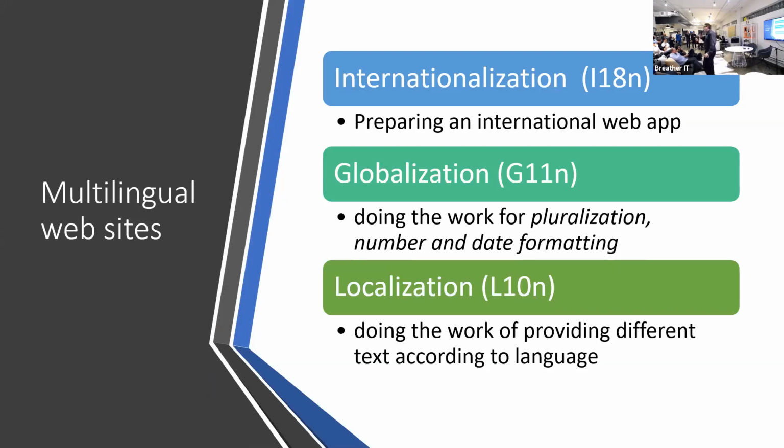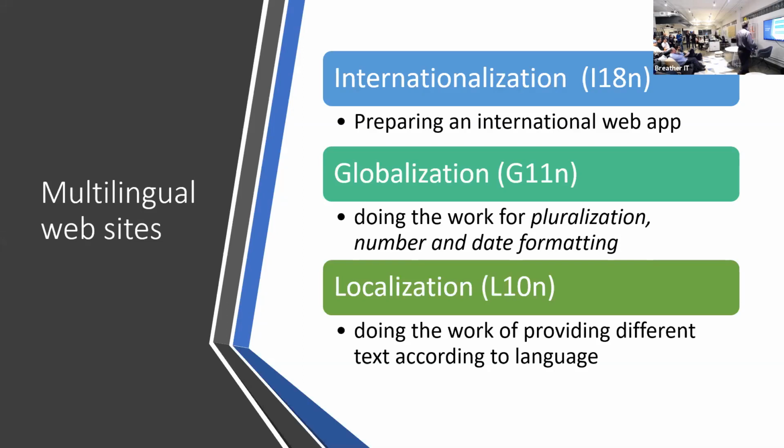Multilingual means multiple things for different people. And there's kind of a taxonomy on naming. For example, there's something called internationalization. And on websites, they call it i18n because there's 18 letters there. And it's just about preparing an international web app. And then there are two other concepts. Globalization is doing the work for putting something in plural, or number formatting or date formatting. And then there's localization, which means translating strings. And that's the part that's going to be a little bit harder.